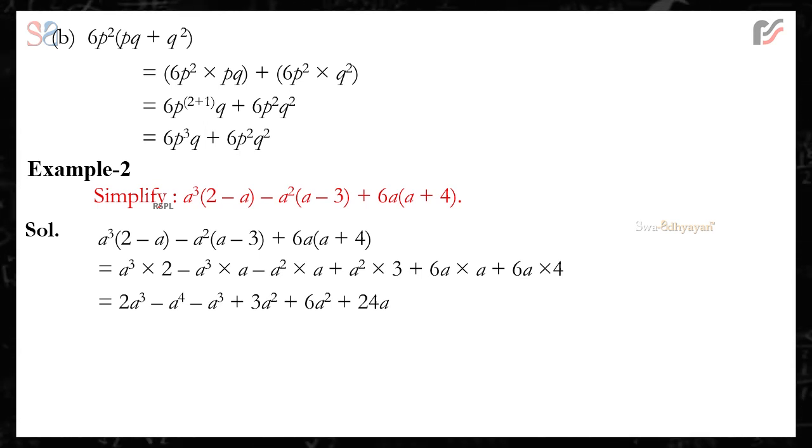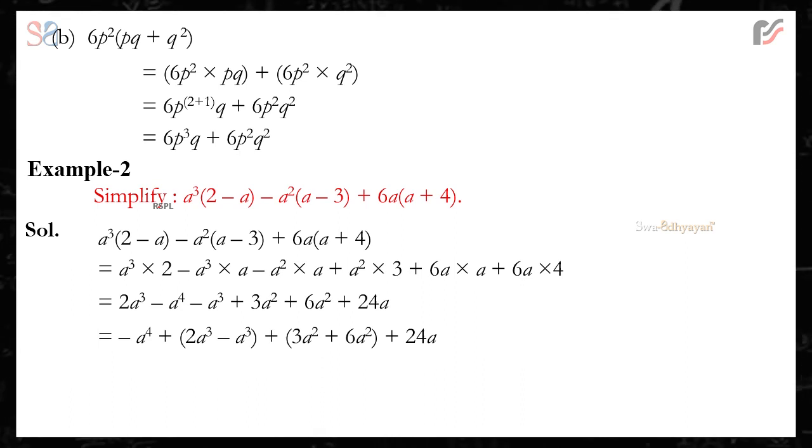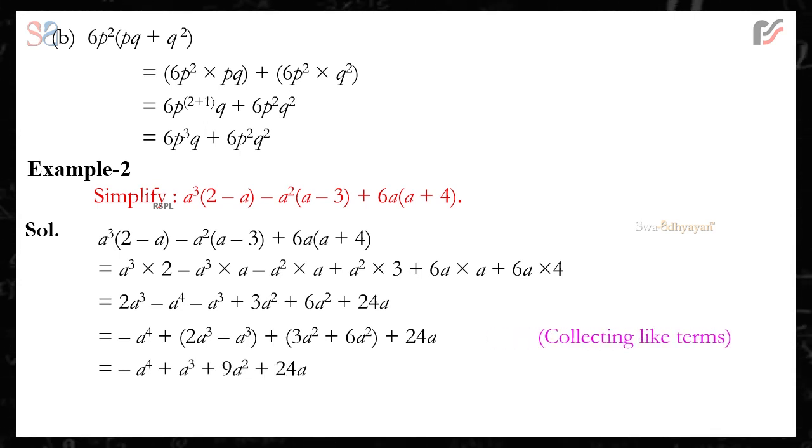2a cube minus a raised to the power 4 minus a cube plus 3a square plus 6a square plus 24a, which is equal to minus a raised to the power 4 plus (2a cube minus a cube) plus (3a square plus 6a square) plus 24a, collecting like terms, which is equal to minus a raised to the power 4 plus a raised to the power 3 plus 9a raised to the power 2 plus 24a, combining like terms.